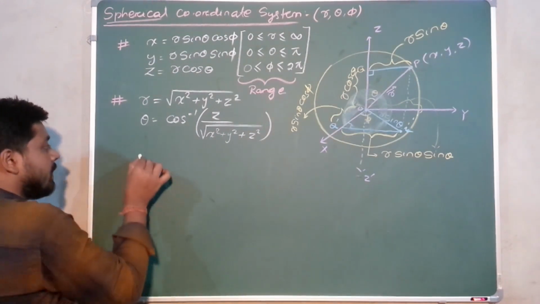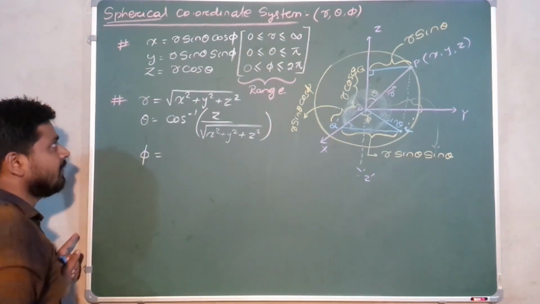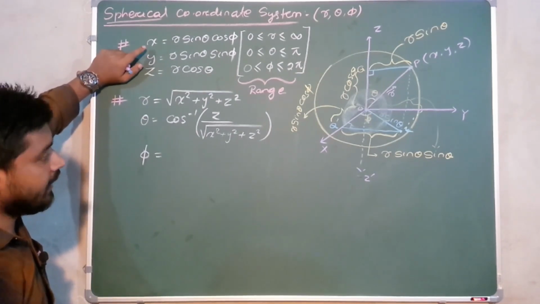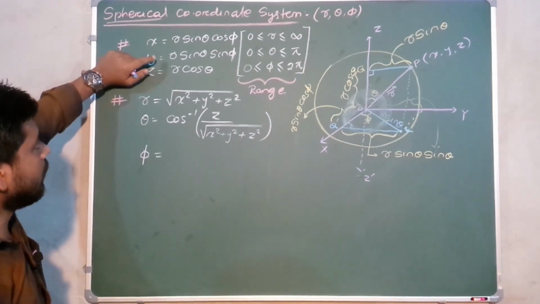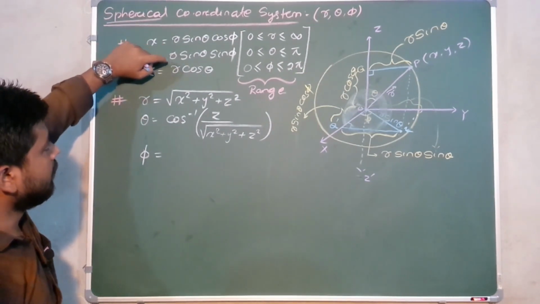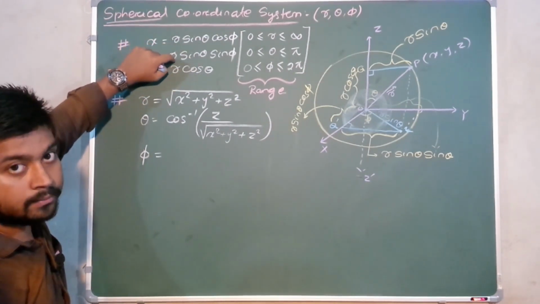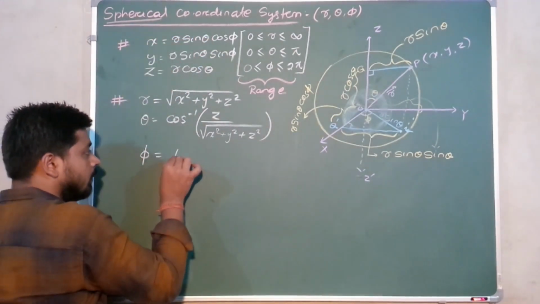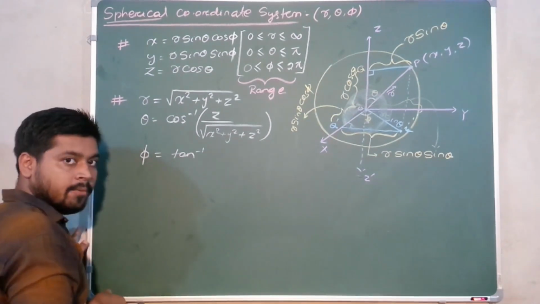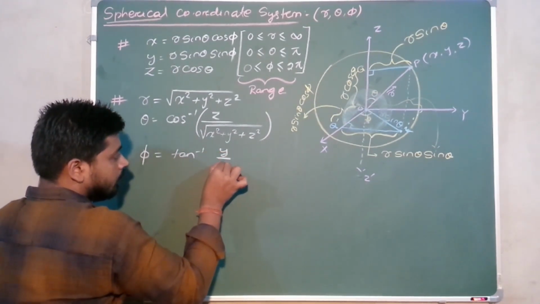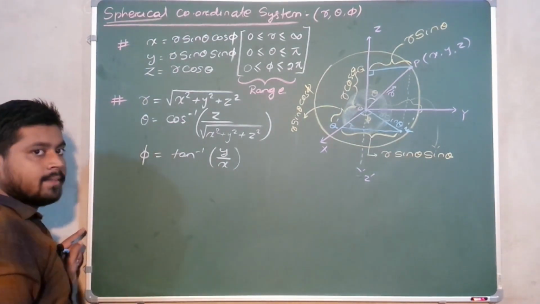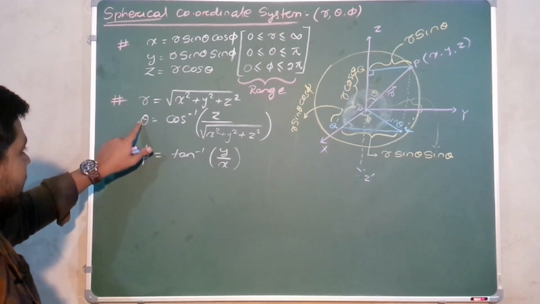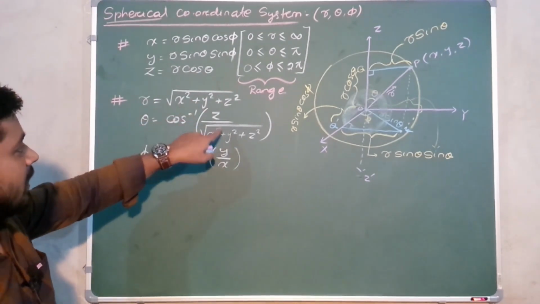Then the third one is phi. Divide y by x. That is y by x equal to, see here, r sin theta cancels out. Then sin phi by cos phi, tan phi. That is phi equal to tan inverse y by x. Yes or no? This is the spherical coordinates r, theta, phi in terms of Cartesian coordinates x, y, z.